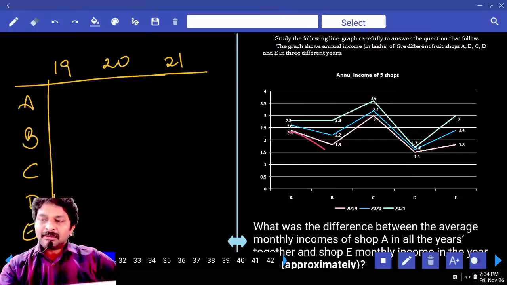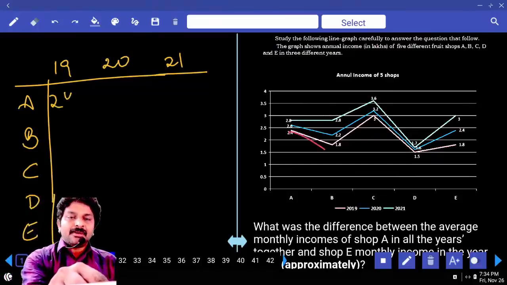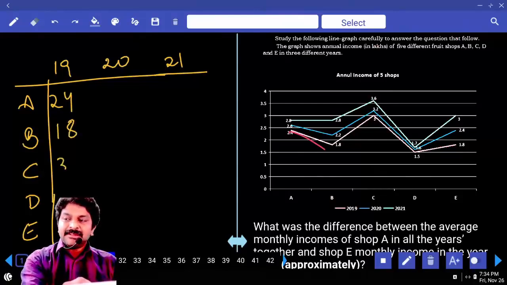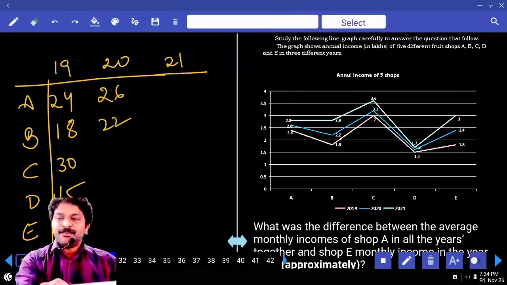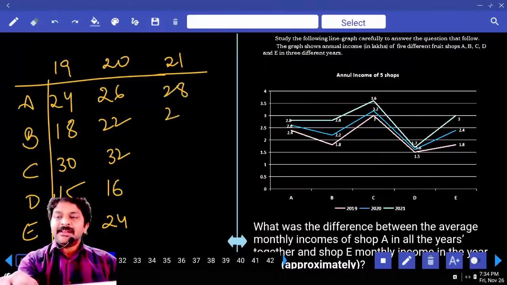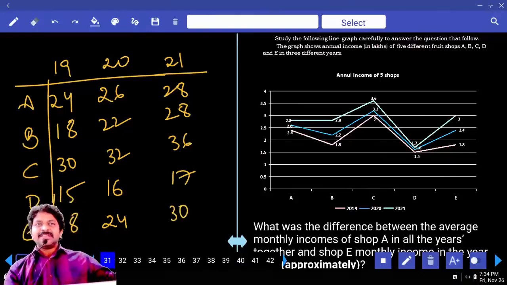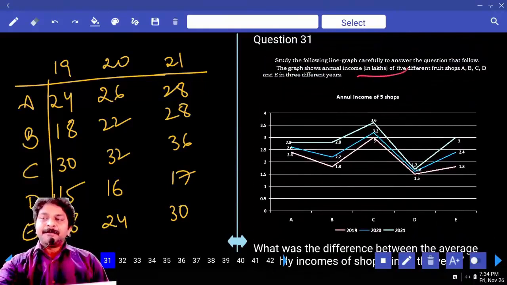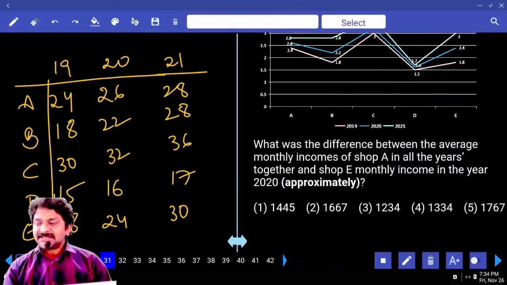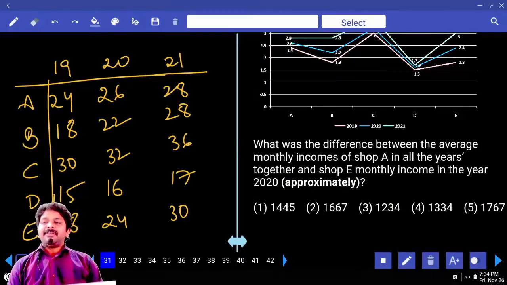2019, the bottom one: 2.4, I'll write it as 24, 18, 30, 15 and 18. Next, 26, 22, 32, 16, 24. Next, 28, 28, 36, 17 and 30. You can write decimals as they are or you can write numbers like this, anything is fine, no problem. Anyway, all the given numbers are in lakhs.